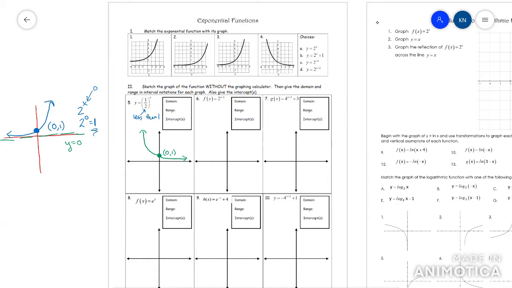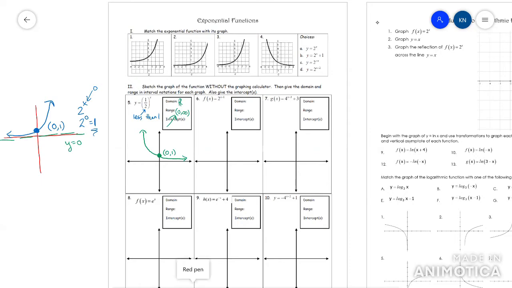And so if you think about this, the domain is all reals. And the range, the highest it can go is positive infinity. The lowest it can go is 0. So the range is 0 to positive infinity. And this 0 has a parentheses because it will never actually hit 0.